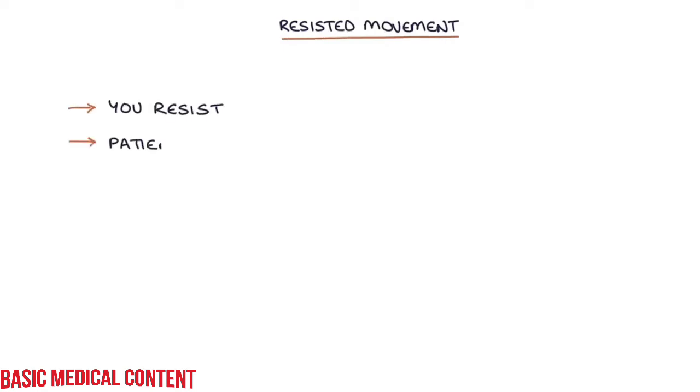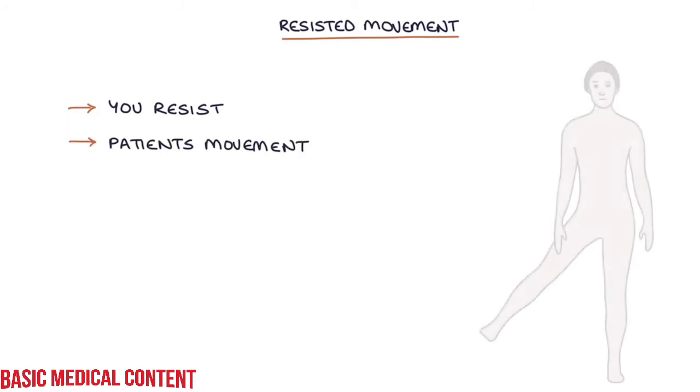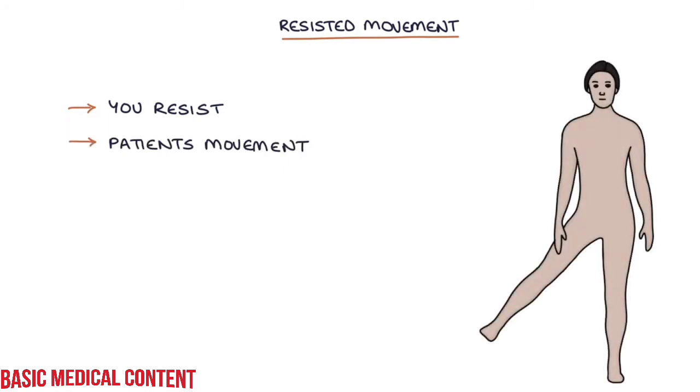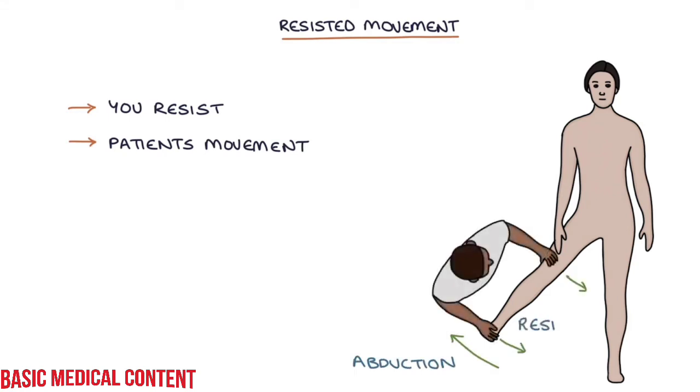Next, let's talk about how to perform resisted movement. To perform resisted movements, you resist while the patient performs a movement. For example, with the patient lying supine or on their back, ask them to abduct their leg at the hip. While they do this, you apply resistance in the opposite direction to their movement. This causes the soft tissues associated with the bursa to tighten, causing pain. Pain on resisted movement supports a diagnosis of bursitis.